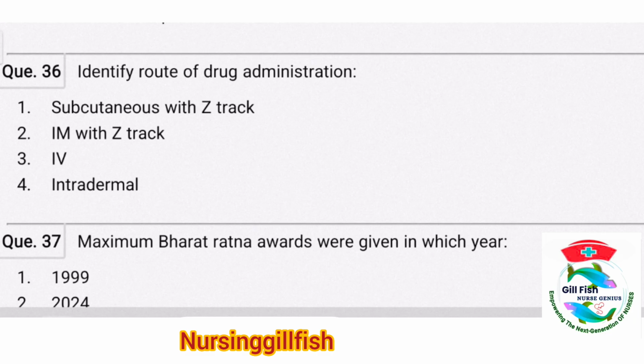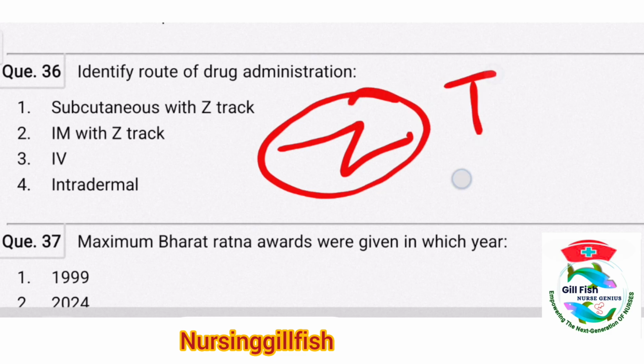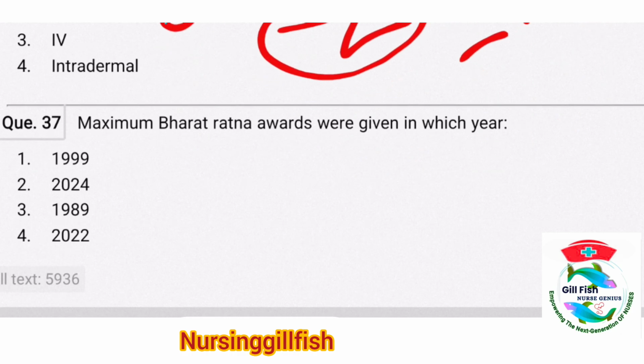IM, IV, Z-track. That indicates a deep IM injection. So we are going to give vitamins and iron injections and all in this only. So what is the correct answer? Option 2, IM with Z-track will be the correct answer. Okay, next, let's move on to another question.